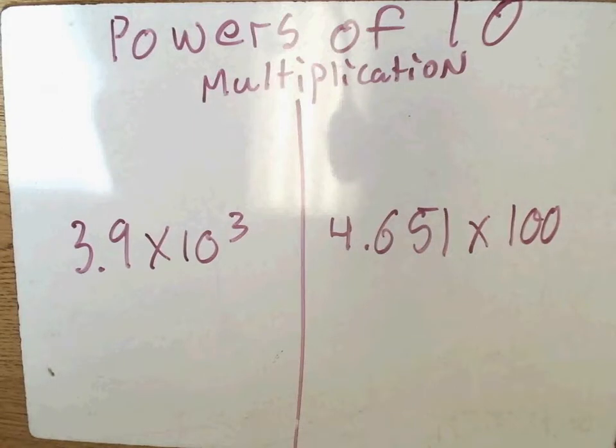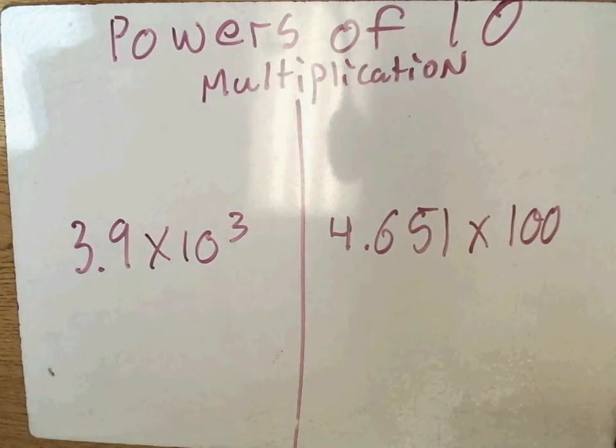We do not need to use any type of strategy that we've learned for whole number multiplication. We don't need to put it in the area model, we do not need to put it in the standard algorithm or anything like that. There's a simple and easy way to do powers of 10 with multiplication, and I am going to show you.